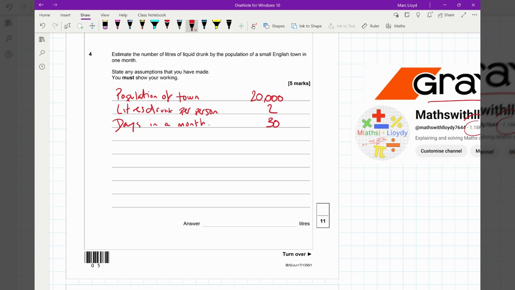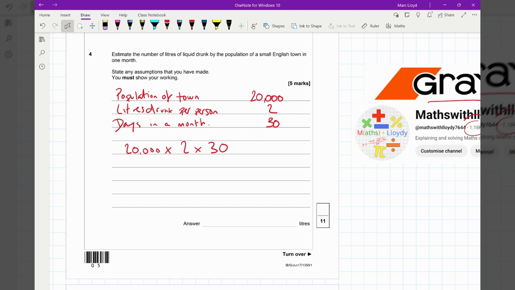Right, the next job that we need to do in order to complete this question, because that should be where the 3 marks are, we multiply these out. So 20,000 times by 2 times by 30. We don't need to go into complications of, oh, well, I drink more on a weekend than I do on a weekday. It's all estimation.